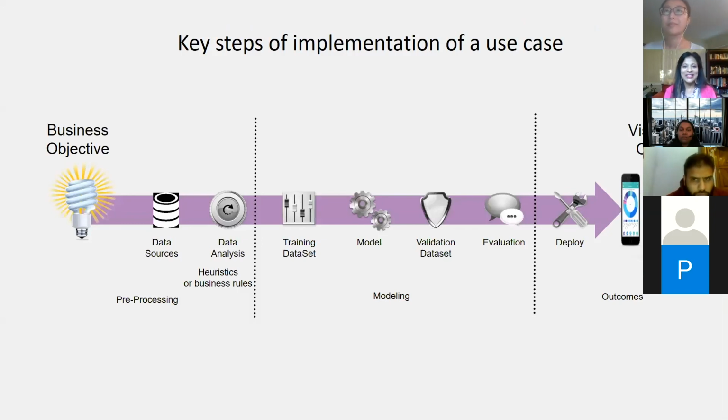And these are the key steps of implementing a use case. You identify your business objective, data sources, perform some data analysis. This is where your business rules come into play. Then you train your data set, you do the modeling, validation, evaluation, and deployment. I know I'm covering this very quickly, but just to present a bird's eye view of what the life cycle of an AI modeling looks like.